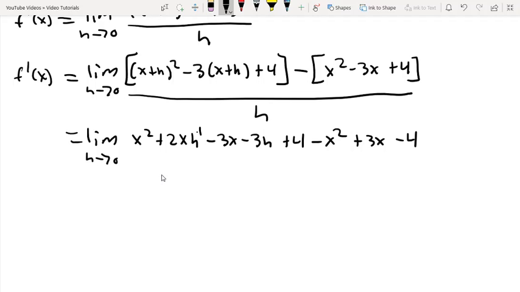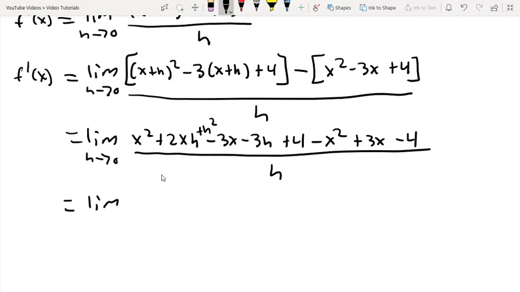Oh, forgot the plus h squared there. It's a good thing I checked. Yep, expand that, you get x squared plus 2xh plus h squared. And then expand this negative 3 in to the x plus h to get minus 3x minus 3h. Add the 4, and then subtract, expand out the negative here into this trinomial here to get negative x squared plus 3x minus 4, all over top of h.